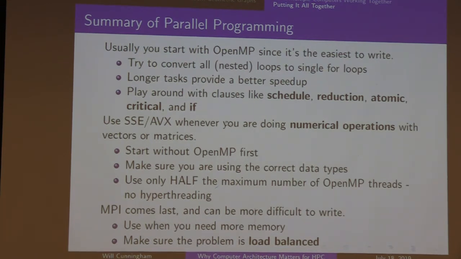You want to use vectorization, SSE, AVX, whenever you're doing numerical operations with vectors or matrices. Lots of linear algebra computations that I'll talk about this afternoon are going to be doing this. The compiler is going to know to use this. So you want to start out with OpenMP, make sure you're using the correct data types, use only half of the maximum number of OpenMP threads, so no hyperthreading. That's in general a good rule. And then MPI comes last, and it can be more difficult to write, and you want to make sure it's balanced between all of the computers.